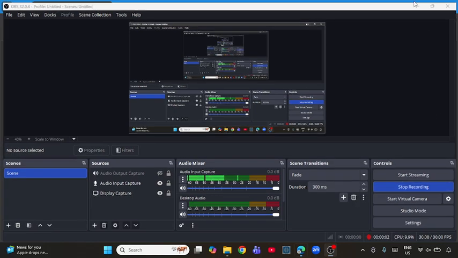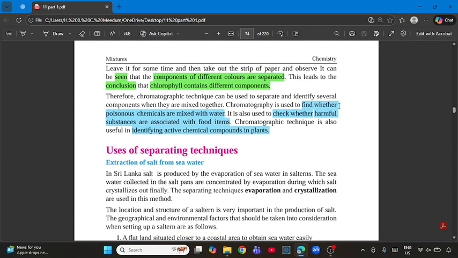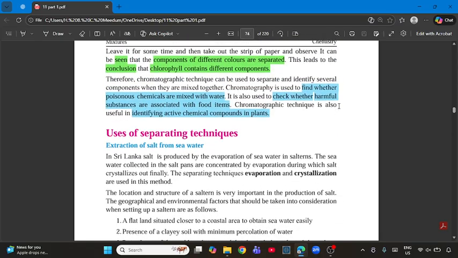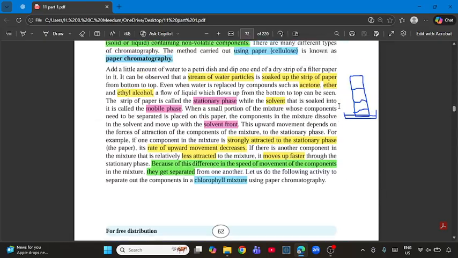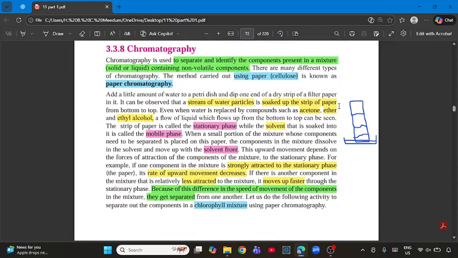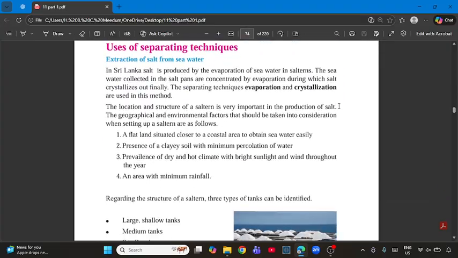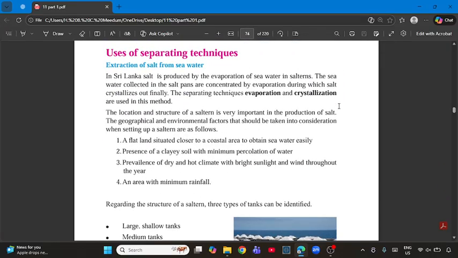Okay, last day we discussed all the separating techniques. The last one we discussed is chromatography, paper chromatography. Then what's remaining is uses of separating techniques.